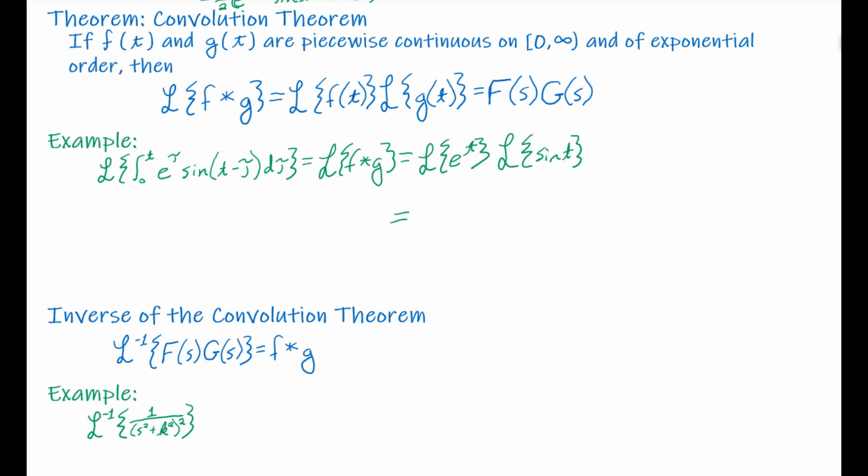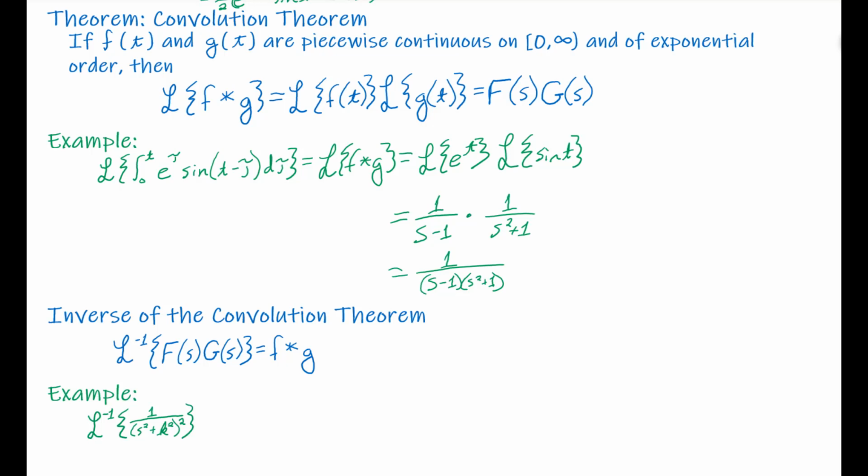So the Laplace transform of e to the t is just 1 over s minus 1. Laplace transform of sine of t is 1 over s squared plus 1. And so I'm multiplying those together, and I'll be multiplying across, so I'll get 1 in my numerator, and I'll get s minus 1 times s squared plus 1 as my denominator. And that's all there is to it. I now can take the Laplace transform of that convolution super easily.